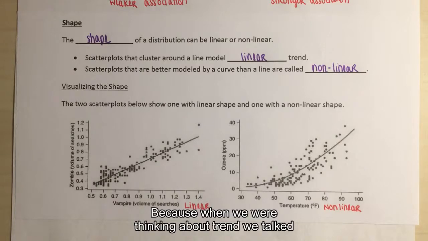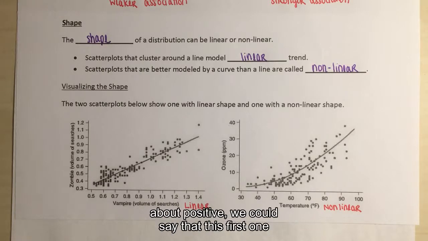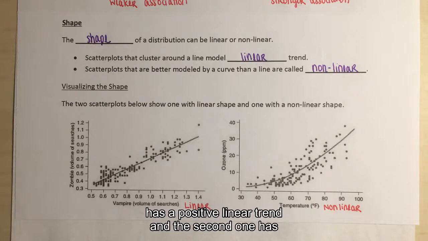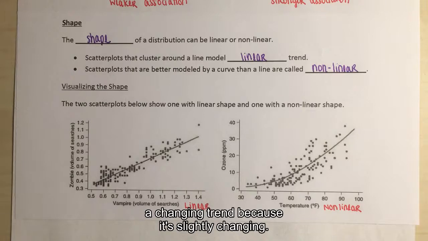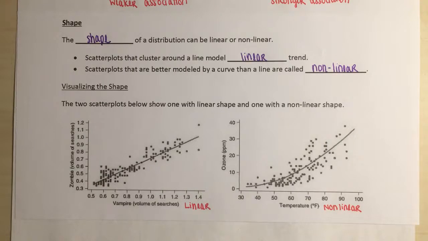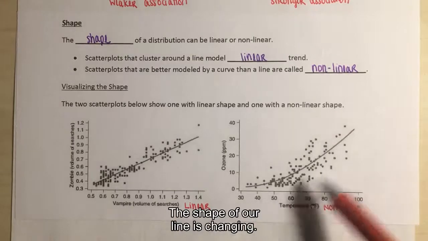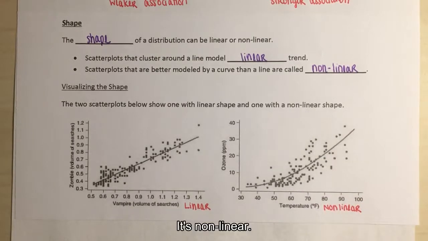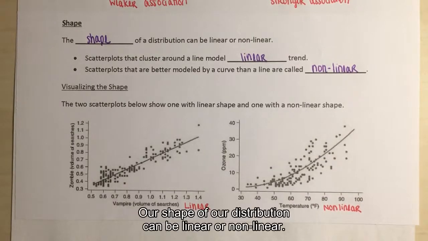Because when we were thinking about trend, we talked about positive, right? So we could say that this first one has a positive linear trend, and the second one has a changing trend, right? Because it's slightly changing. The shape of our line is changing. It's more curved, right? It's nonlinear. So our shape of our distribution can be linear or nonlinear.